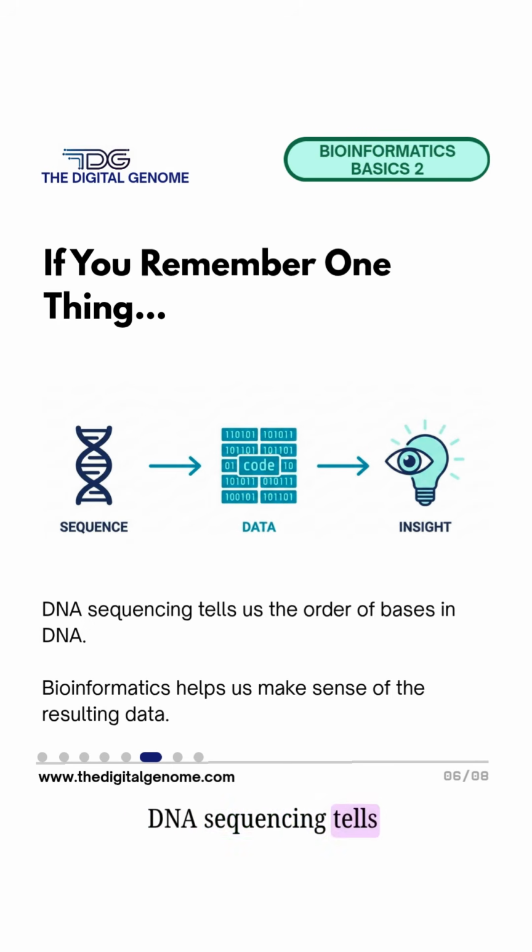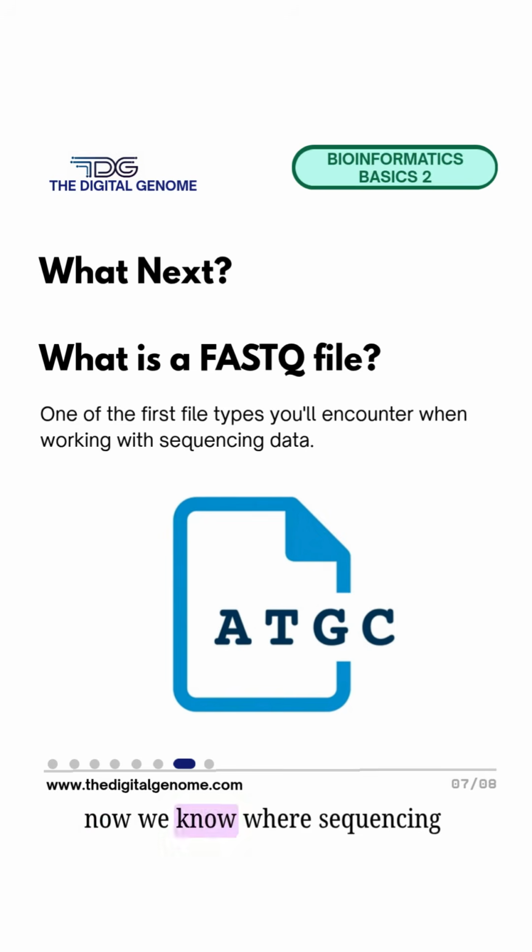DNA sequencing tells us the order of bases in DNA, and bioinformatics helps us make sense of the data that sequencing produces. So now we know where sequencing data comes from. But what does that data actually look like? Next, we'll take a look at something you'll encounter very often in bioinformatics: the FASTQ file.